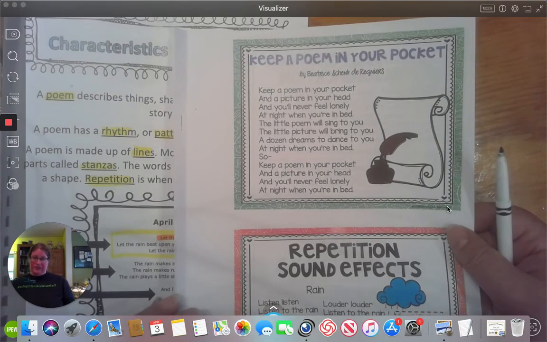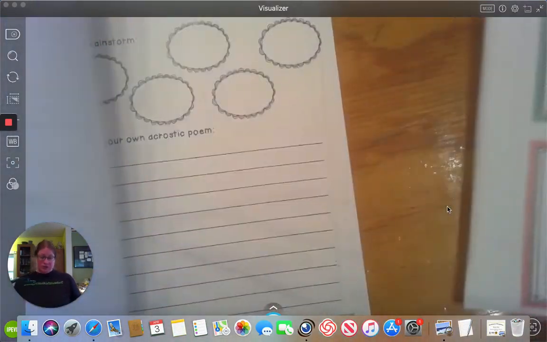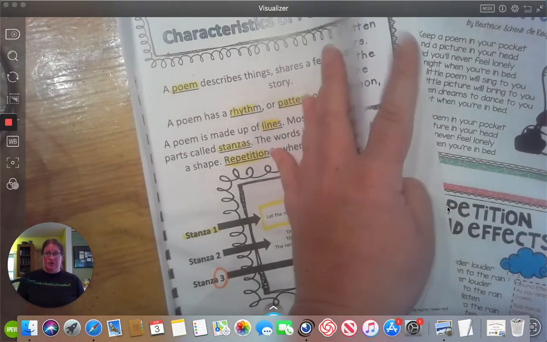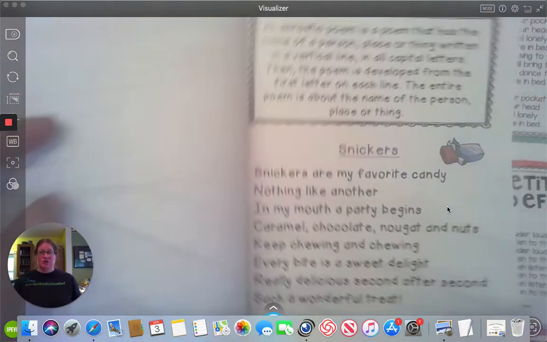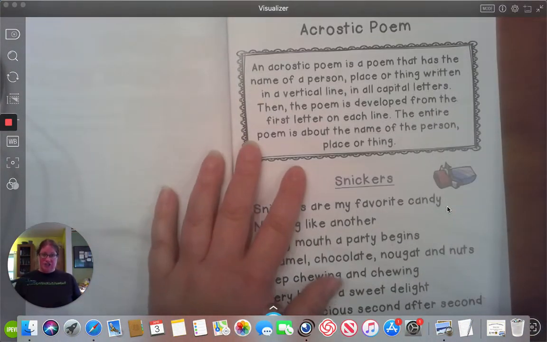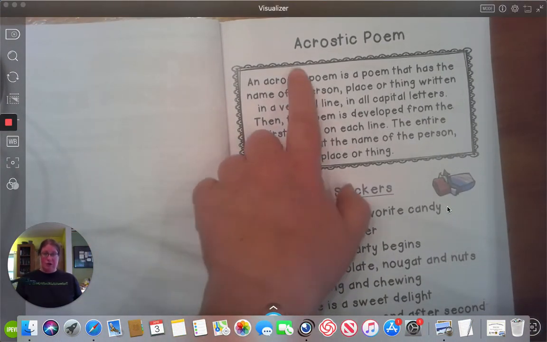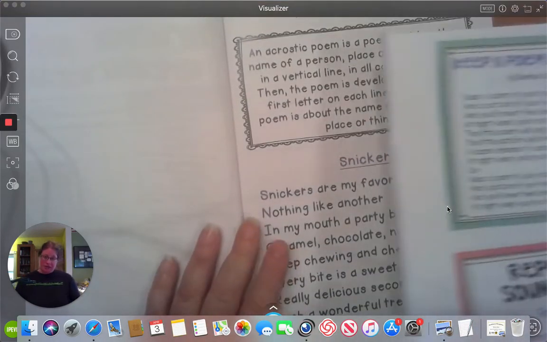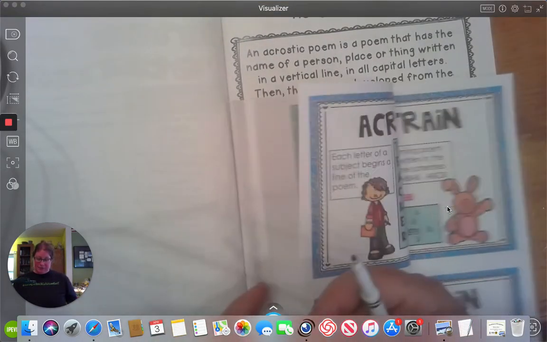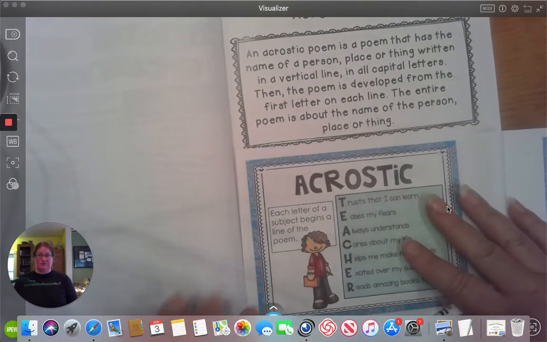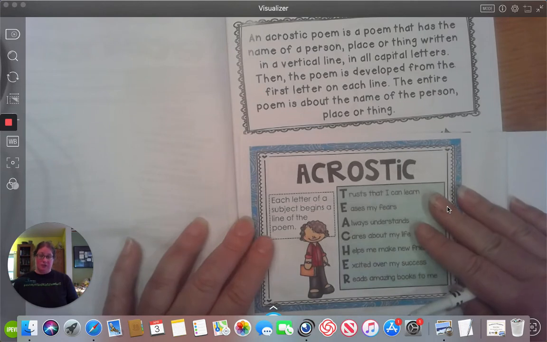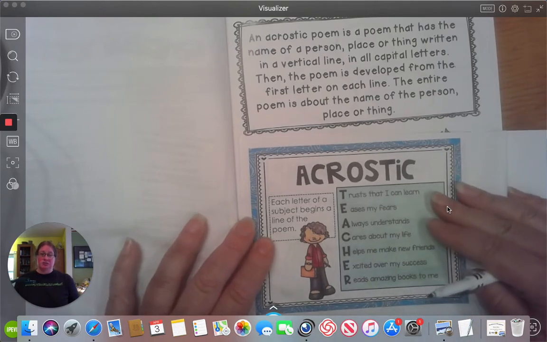So let's get started. The first type of poem we are going to work on is called an acrostic poem. So if you want to turn to this page here where it says acrostic poem across the top, that is our title. And I'm going to actually use the example in this book for this very first poem that we're going to write together. So let me just start by explaining what an acrostic poem is.